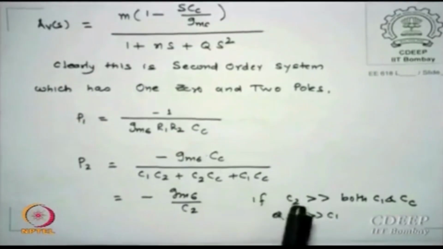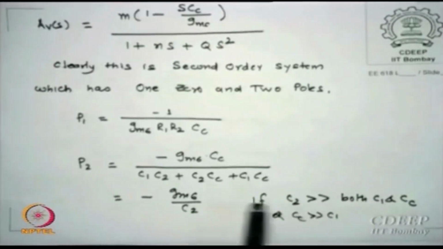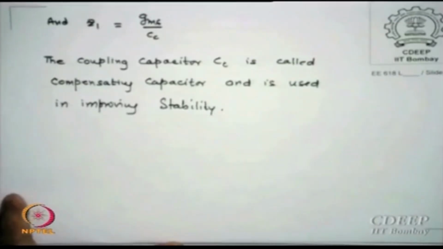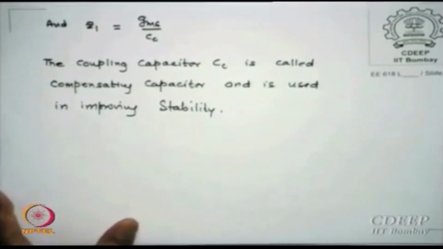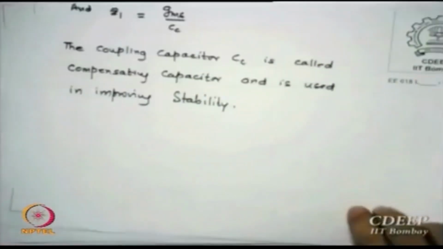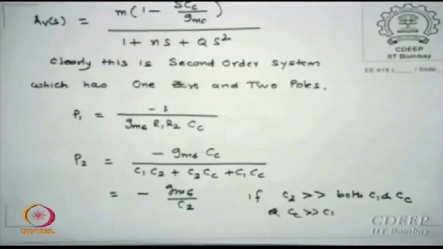Since C2 is greater than C1 and Cc is also greater than C1, this is gm6 by C2. And finally, this we already derived, I am just trying to summarize it, and there is a zero which is gm6 by Cc, is that correct? So you have 2 poles and a zero. Okay. Yes, do you want the last sheet? No, they are just a restatement in a nutshell.